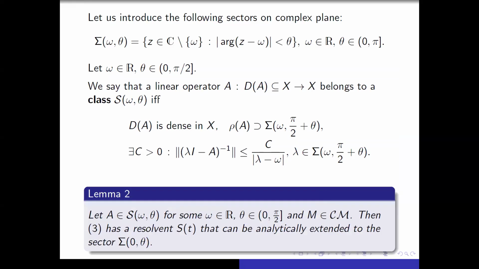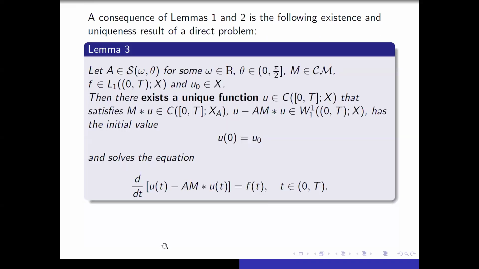And now, first lemma: if A belongs to this class S(omega, theta), and M is in Cm, then this resolvent exists. And what is also important, this can be analytically extended to such a sector. And the next part is what we also need to consider: if I consider inverse problems for this abstract equation, then also to state somehow the well-posedness for the direct problem, namely existence and uniqueness. So there are these assumptions here. A is in S(omega, theta), M is in Cm, F is in L1, and U0 is some element in X.